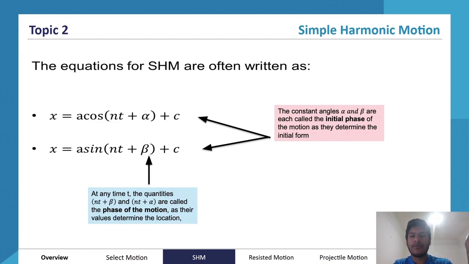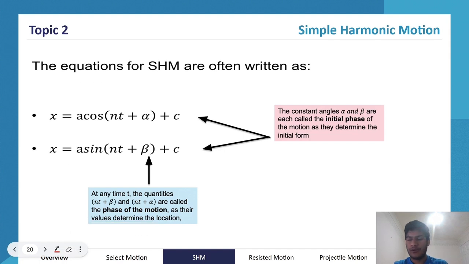Alpha and beta are called the initial phase, as they determine the initial form. If one is launched from the center and one is launched from one of the extremum, clearly those two particles are going to have different equations of motion, and that's what the alpha and beta account for.